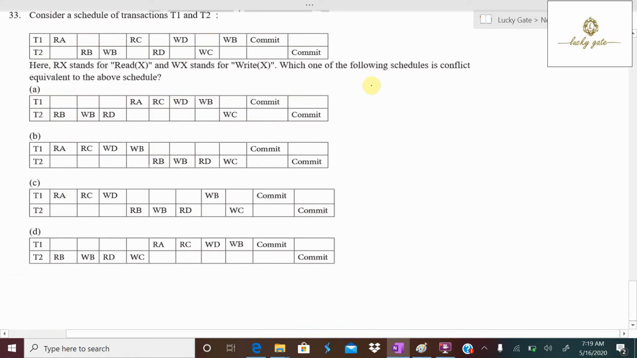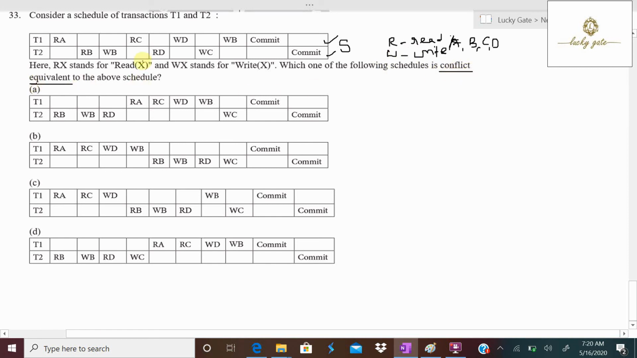The question is, consider a schedule of transactions T1 and T2. One schedule is given. I am calling this schedule S, with some read and write operations and containing two transactions T1 and T2. And here R(A) indicates read A, W(B) indicates write B. Now the question is, which of the following schedules is conflict equivalent to the above schedule?